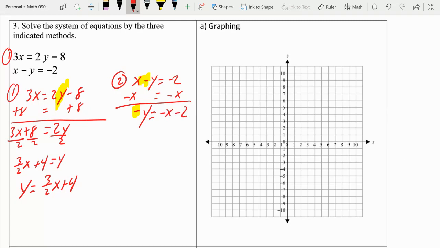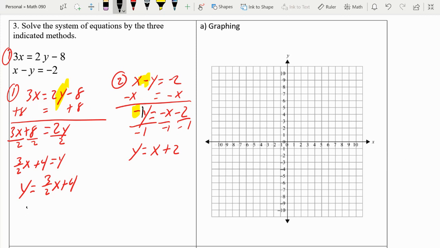And how do I get rid of that negative? Well, if you think about it, there's actually just a negative 1 sitting in front. So I'm going to divide everything by negative 1. y is equal to x plus 2.